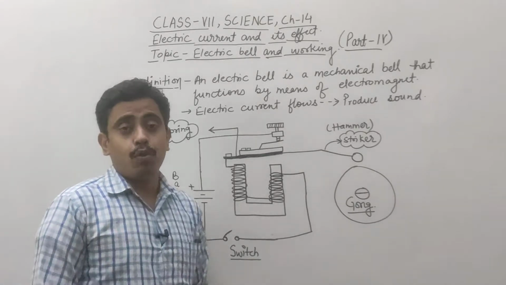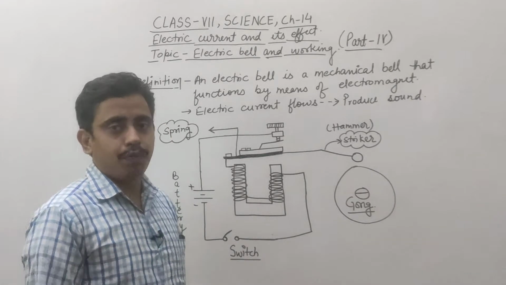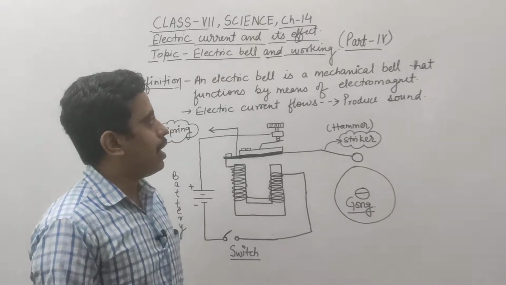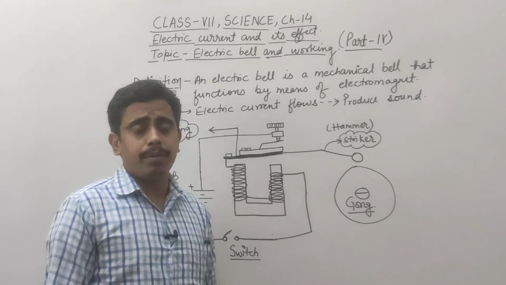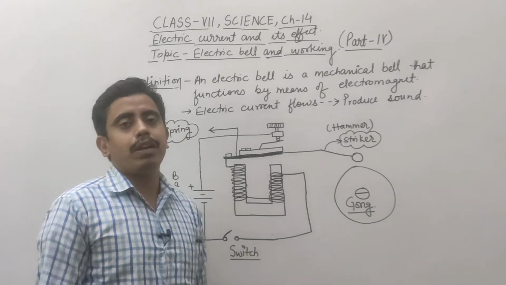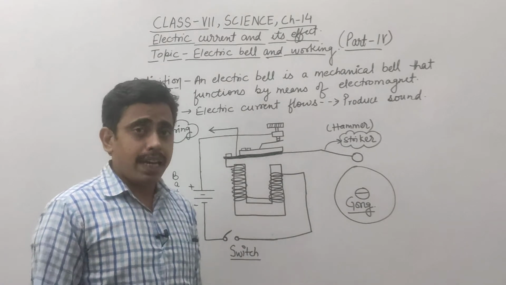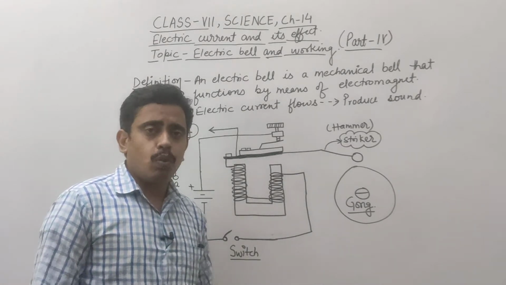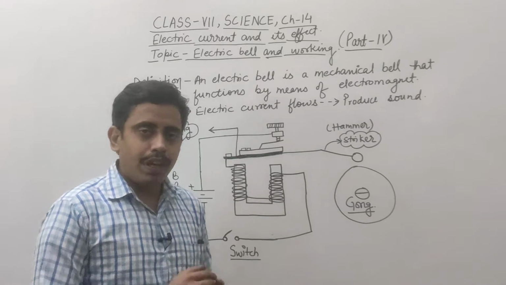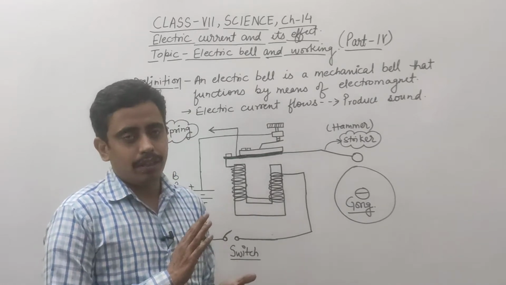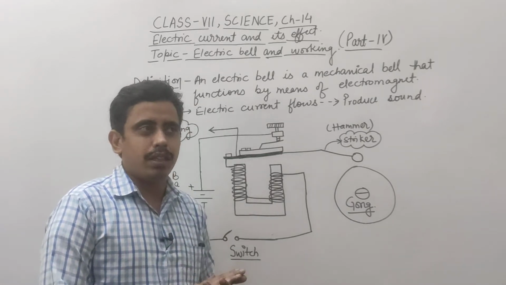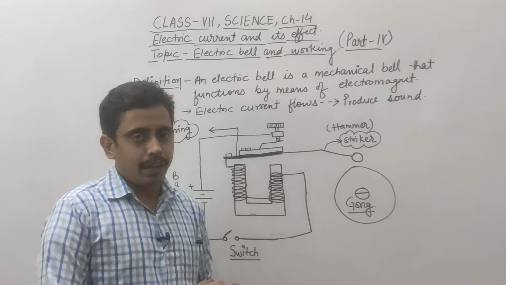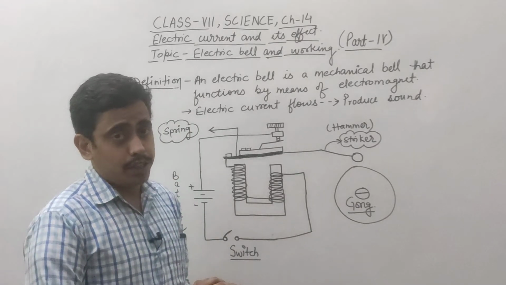This is chapter number 14 from the science book of class 7th, and this is the part 4th of this chapter. In the previous videos, we have seen what is basically the electric current and what are its effects. We have seen these topics: the heating effect of electric current and the magnetic effect of electric current.